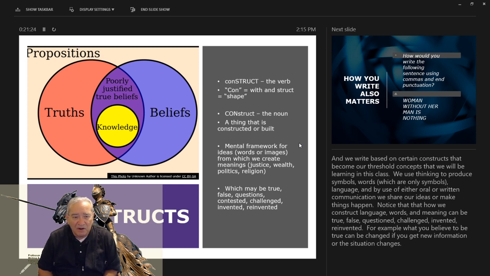These are all concepts that we have. Again, notice they can be true, and you see this Venn diagram here. These propositions are based upon some form of truth, whether it's reality or just in your mind. And then they're also based on your beliefs, whether they're reality or not. And you can have poorly justified beliefs. You can even have poorly justified true beliefs. And all of this represents what we call knowledge.